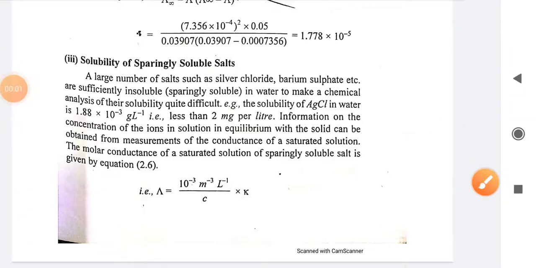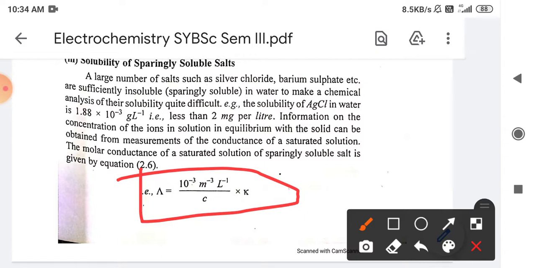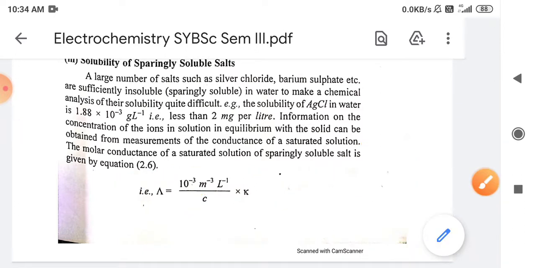The third application is solubility of sparingly soluble salts. So we know that the concentration of the given electrolyte is related to the molar conductance by the formula 1000 κ upon C, if given in terms of centimeter cube or dm cube. But if the solution is given in meter cube, then we can write this as 10 raised to minus 3 into kappa divided by C, that is the concentration.